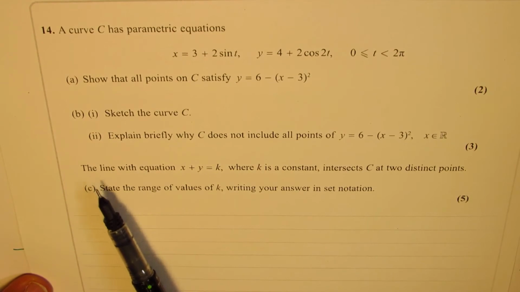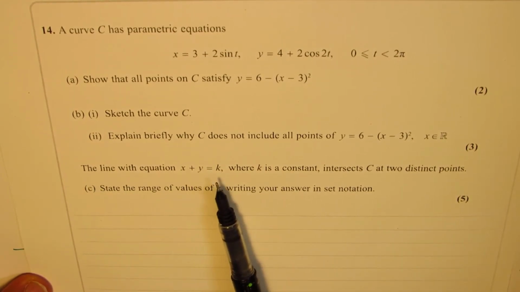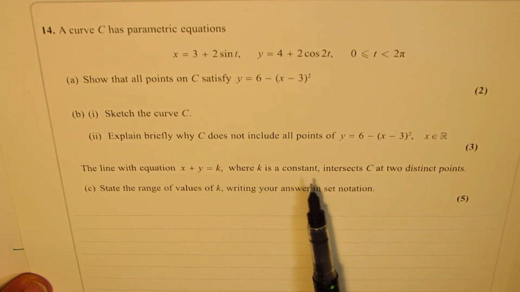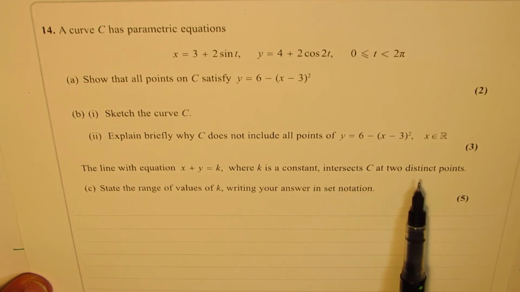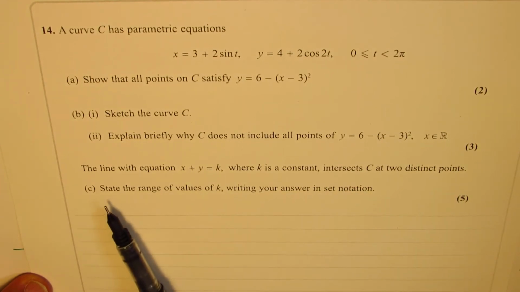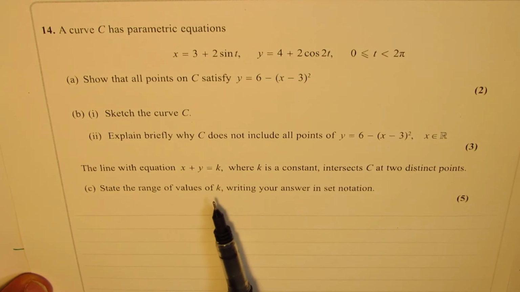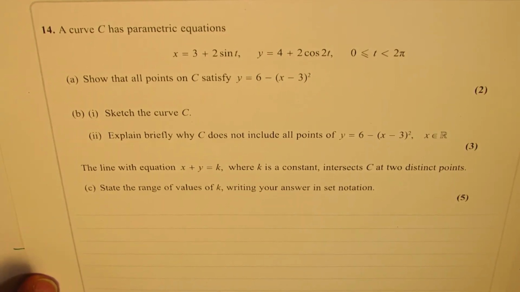The line with the equation x plus y equals k, where k is a constant, intersects C at two distinct points. State the range of the value of k, writing your answer in set notation. That's a very beautiful question. Let's see how to solve it.